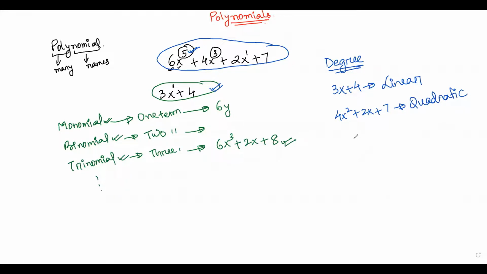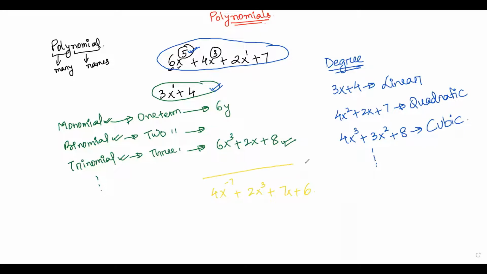In a similar way, if the highest power of a variable in a polynomial is 3, then it is termed as a cubic polynomial. For example, 4x cubed plus 3x squared plus 8. Here, the highest power of the variable is 3, so this can be termed as a cubic polynomial, and so on.